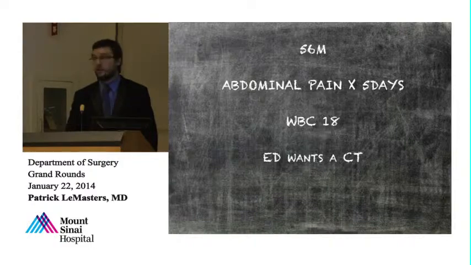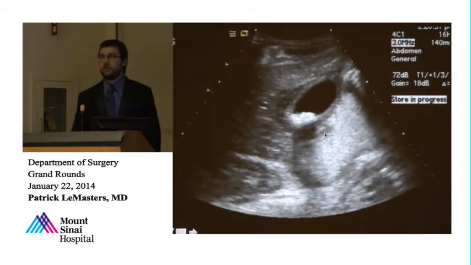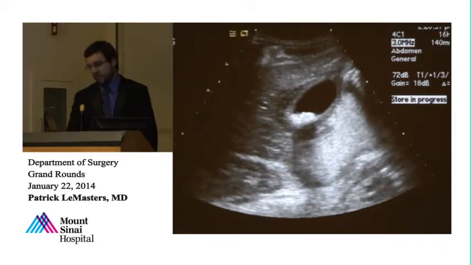You go over, you grab the ultrasound, you put the probe on him, and this is what you see. You see gallstones, you see thickening of his gallbladder, you see pericholecystic fluid. Do you still want to get your CAT scan? No, we admitted this patient, we gave him antibiotics, and he's getting his gallbladder removed.